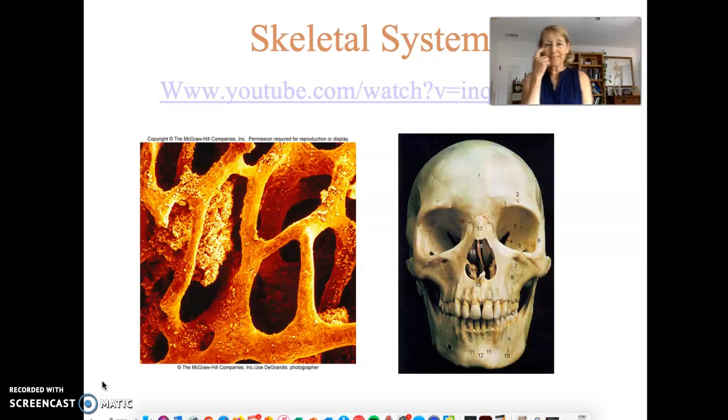We're going to do the skeletal system, and I have a couple pictures for you there. So on the left, what is that? Take a look at that. We think of bone as so solid, but actually that's microscopic, and it does have these openings like this in bone, and then the cells would be all in these little trabeculae. And here, of course, is our skeleton.